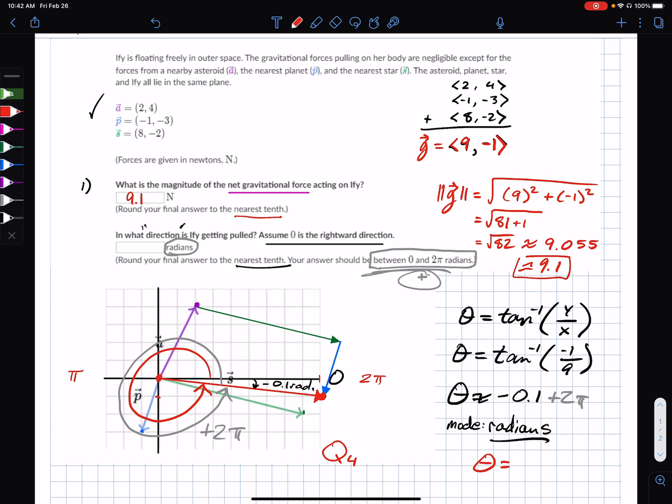On the calculator, you go -0.1 plus 2 pi, and use the pi button if you have one. And that'll give you 6.2 when you round it off, 6.2. Okay? So it's very close to a full rotation, but that is the direction that Iffy's getting pulled, 6.2 radians.